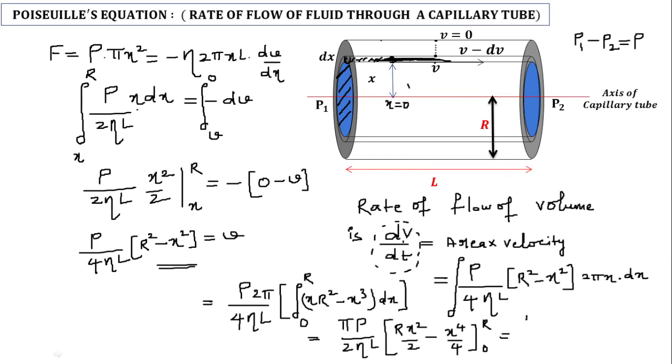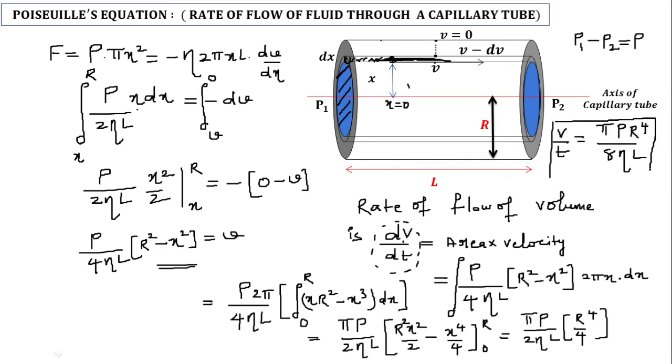So this gives you pi P upon 2 eta L into the upper limit. If you substitute, this is R cube by 2. Maybe I made a mistake here. It's R square. So yeah, R power 4 by 2 minus R power 4 by 4. So it simply becomes R power 4 upon 4. So finally, we can write that the total rate of flow, which is V by T, can be written as pi into pressure difference P into radius R power 4 by 8 eta L, which is the actual Poiseuille's equation.